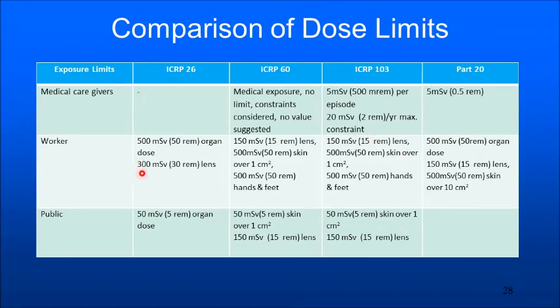For worker, it is 150 millisievert to the lens and 500 millisievert to the skin over 1 centimeter square and 500 millisievert to hands and feet. ICRP 103 also has almost the same value. For public, it has got 50 millisievert per ICRP 26 for organ dose, and ICRP 60 has 50 millisievert over 1 centimeter square, and that is also kept the same in ICRP 103.